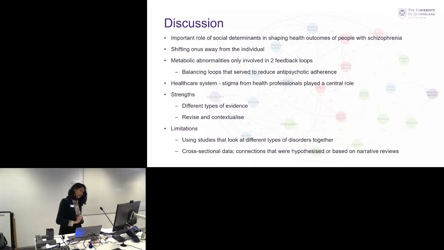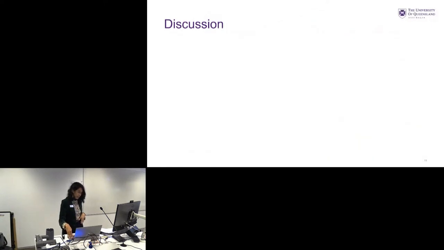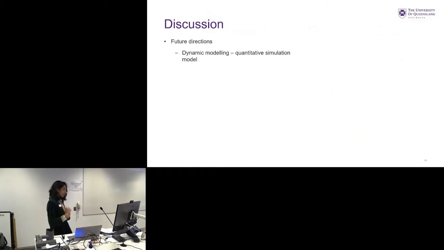And there were some of those connections that were hypothesized or based on narrative reviews. So again, this is only suggestive of causal relationships and points towards research gaps with empirical studies needed to verify these. In terms of future research, the next phase in the systems thinking methodology is dynamic modeling. So this involves developing a quantitative simulation model where you can collect detailed data to set values for the particular variables and relationships, and then you can use this to simulate the impact of different policies and interventions over time.